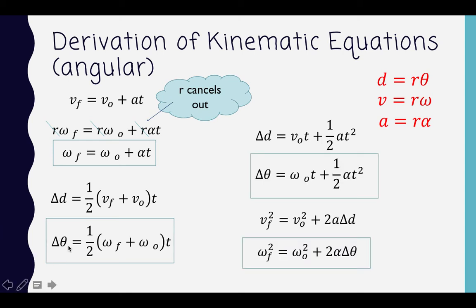We're left with delta theta equals 1/2 times omega final, so final angular velocity, plus initial angular velocity, times time. Our third equation, delta theta equals omega initial times time plus 1/2 alpha t squared. Our fourth equation, omega final squared equals omega initial squared plus 2 alpha delta theta. Our r's end up canceling out because they're in each of the quantities in all of the kinematic equations.